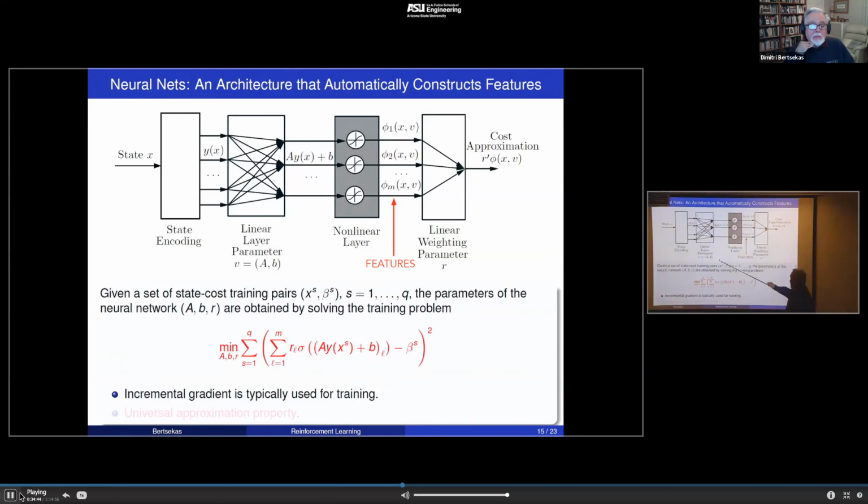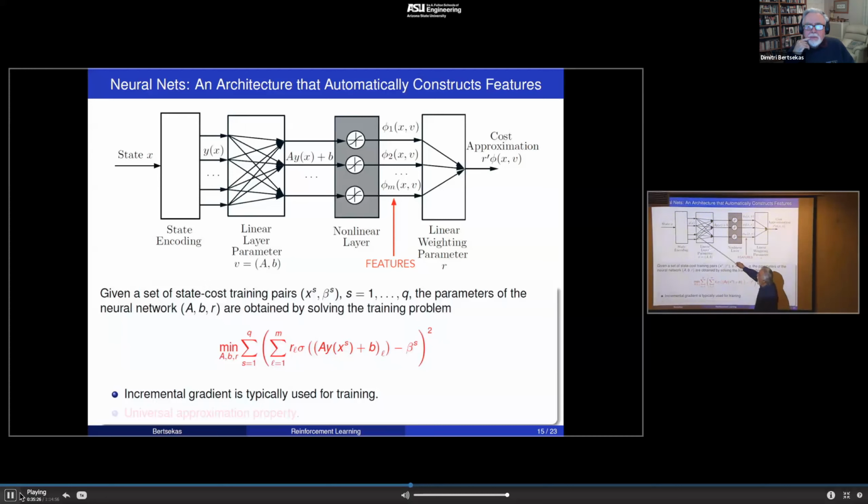Okay, so what's the structure? I went through it last time, but I'll do it again. We have the state, and then at the end we produce a cost approximation that depends on a set of parameters, the R vector and another vector V. And the structure is as follows. You take the state and you make a first order transformation to put it into a format that is suitable for the neural network. If you know some good features, you can include them here. But this may be scaling, other kinds of transformations.